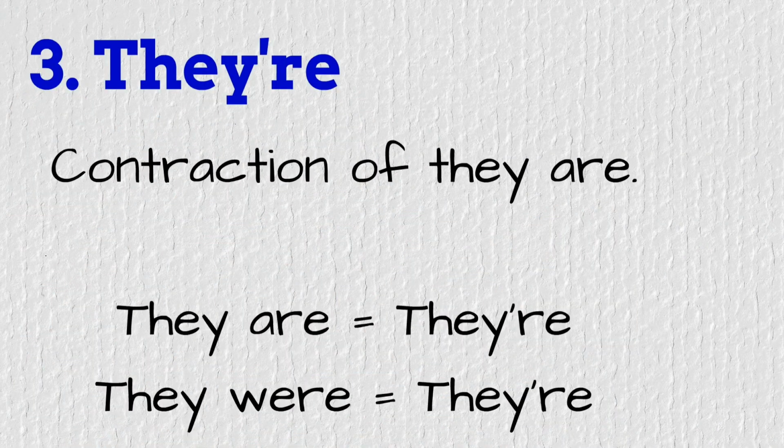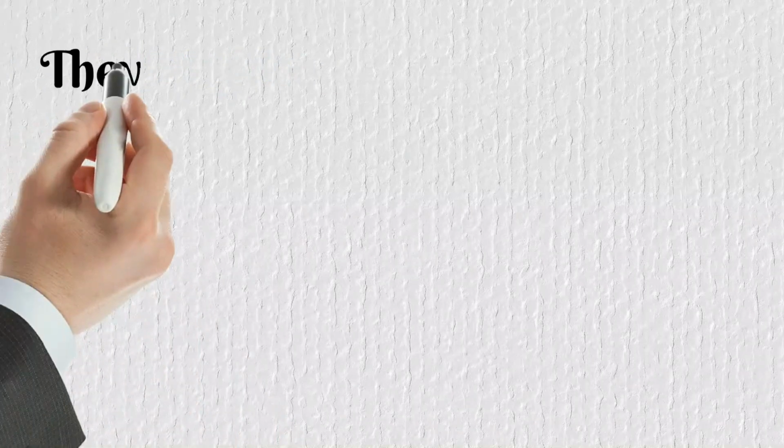Number three, they're. They're is simply a contraction of they are or they were. They're playing basketball.